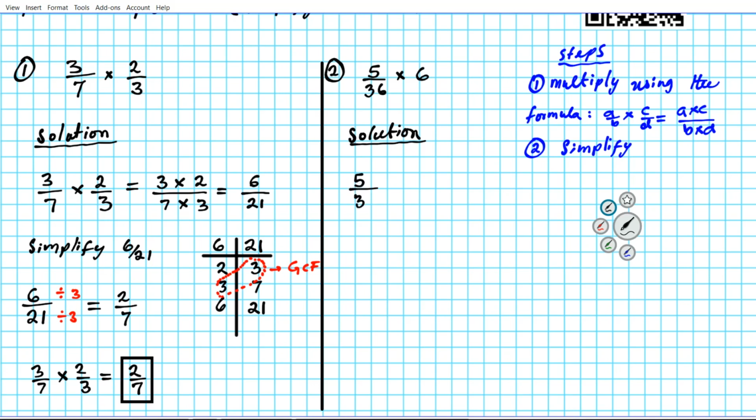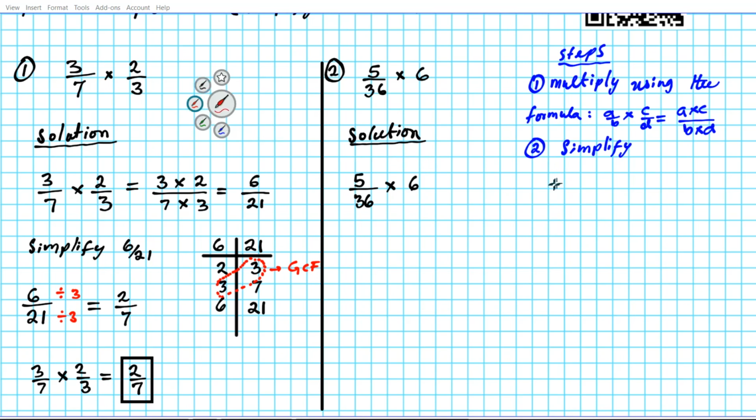Now you might be wondering, in this lesson, we are supposed to be multiplying fractions, right? But here we have a fraction, 5 over 36, and a whole number, 6. How do we apply what we're learning to this situation? Or how is this related to what we're learning? Well, this is very important, something to keep in mind, which is that all whole numbers are fractions.